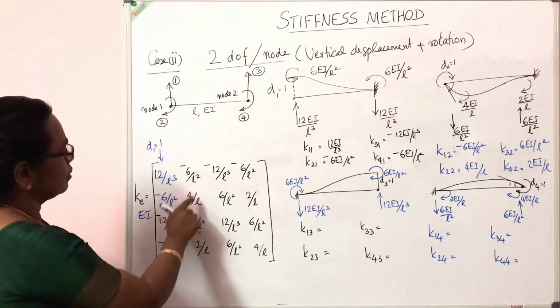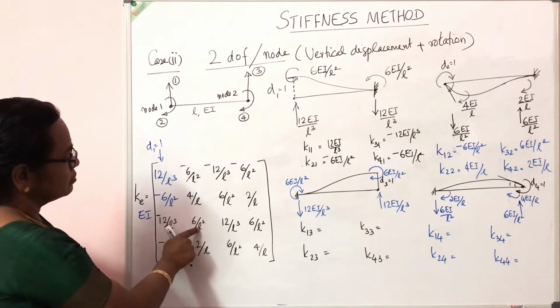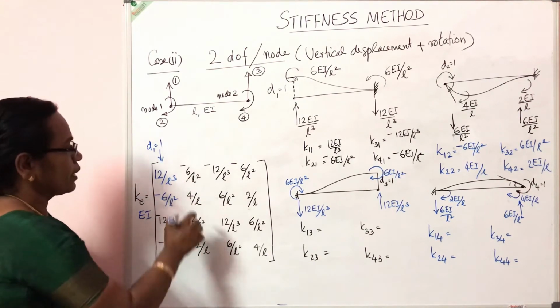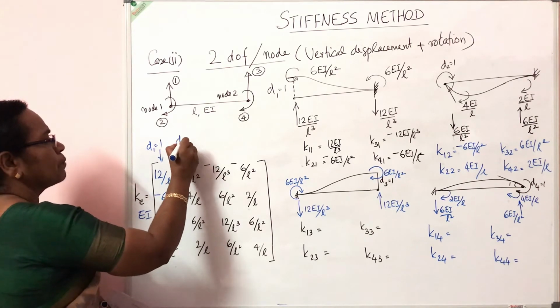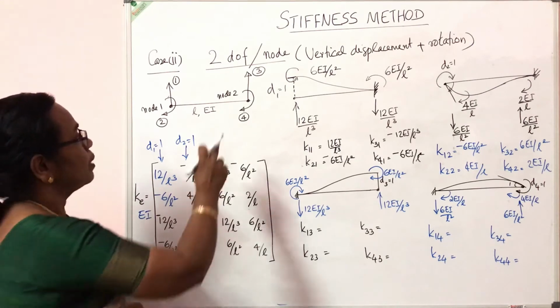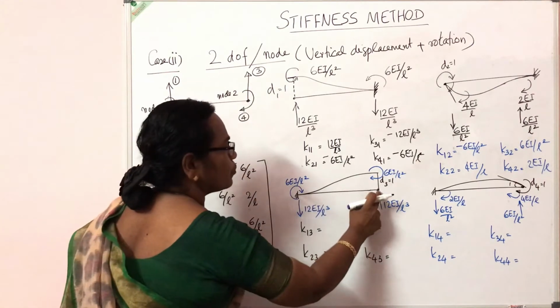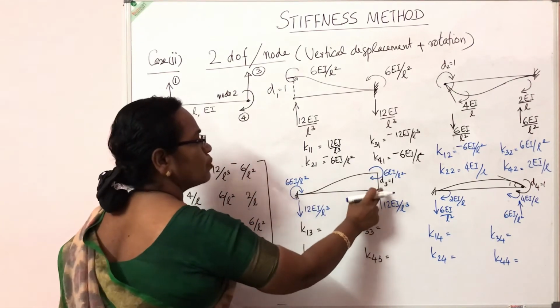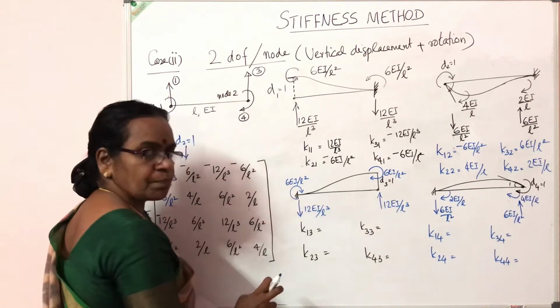Minus 6 by L square, 4 by L, 6 by L square, 2 by L. So this column is obtained by applying D2 is equal to 1. Next, we apply D3 is equal to 1. Give unit displacement in the vertical direction at node 2.